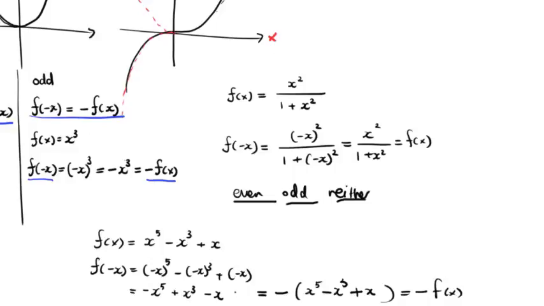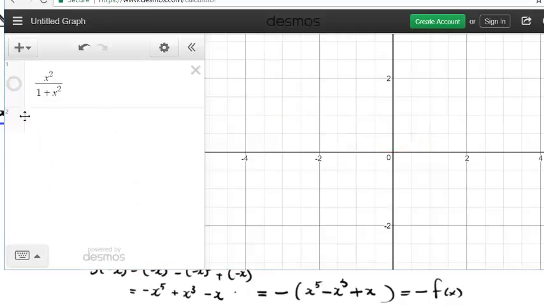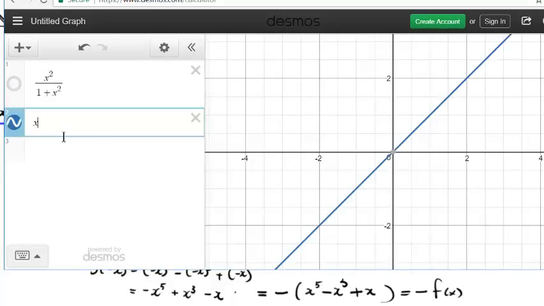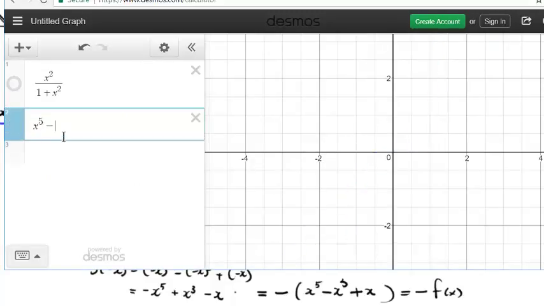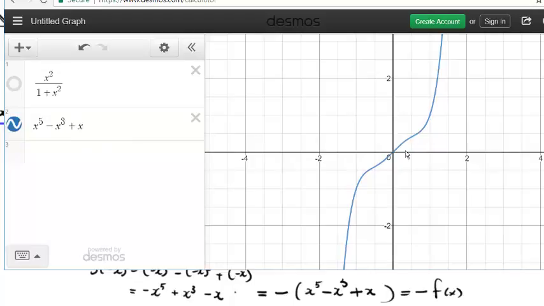So we can go on and plot this as well. So I'm going to go x to the power of 5 minus x to the power of 3 plus x. So have a look at that. It looks really weird, but it definitely looks like when you fold this part against the y-axis, then you get sort of like this, and if you fold that against the x-axis, you get exactly this one, right? So that's an example of an odd function.